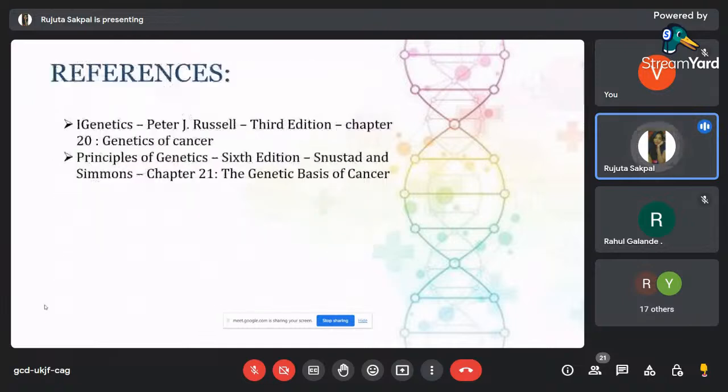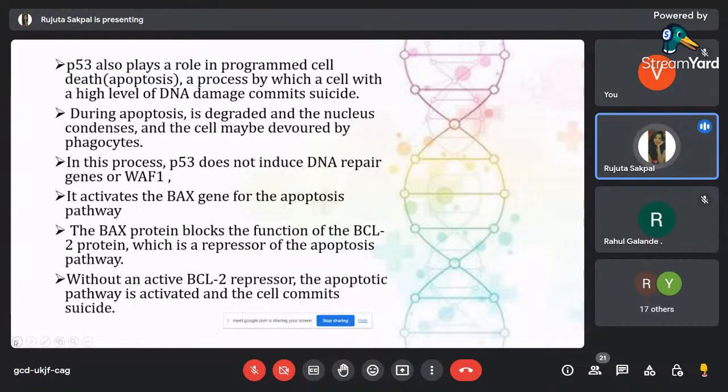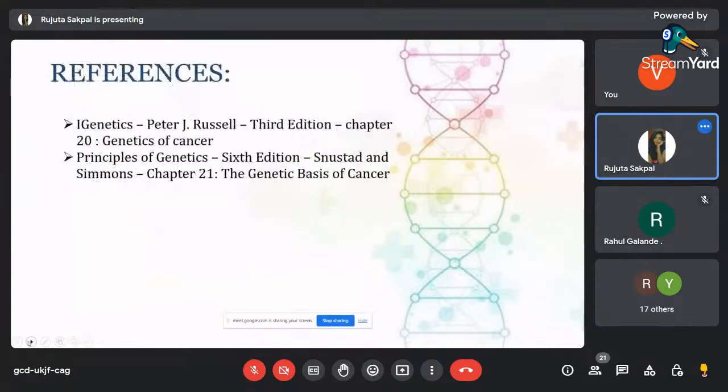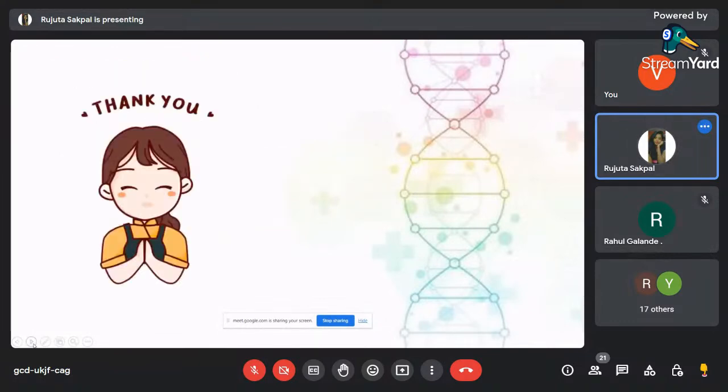So to repress the uncontrolled growth of cells, it is important for P53 to be activated. This is the references, and thank you.